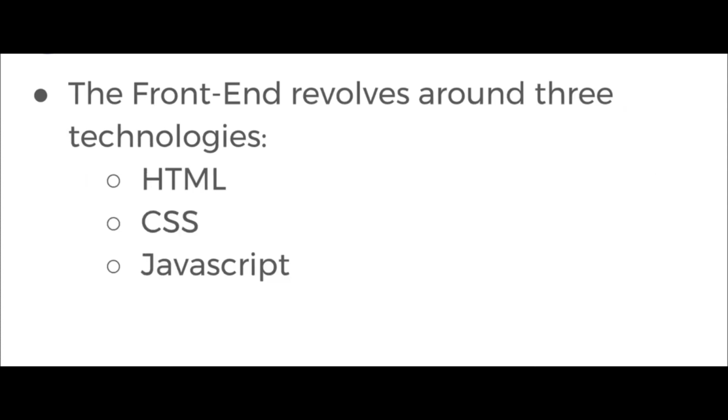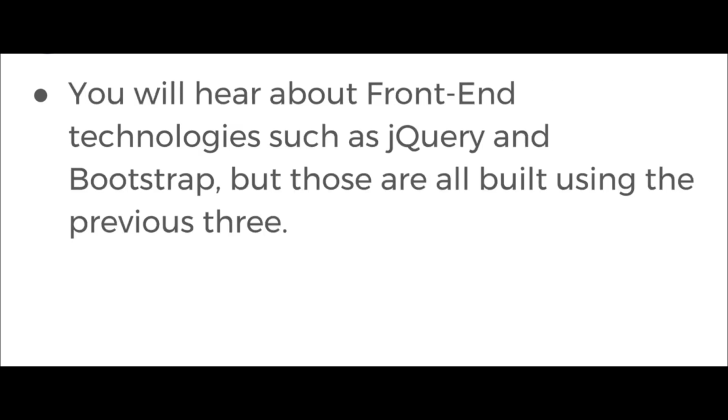So let's talk a little bit more about that front end. The front end really revolves around three key technologies: HTML, CSS, and JavaScript. You will hear about front-end technologies such as jQuery and Bootstrap, which we also cover in this course, but those are actually all things built using those previous three: HTML, CSS, and JavaScript. Those are really the three core front-end technologies that basically every modern website uses today.